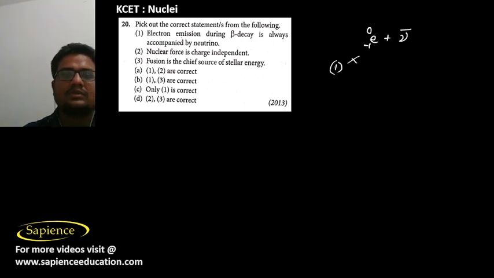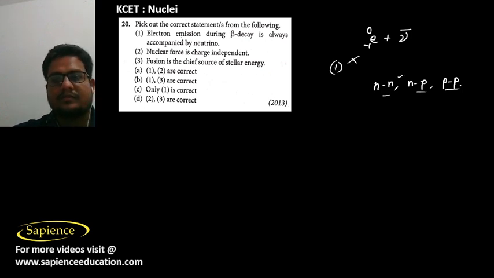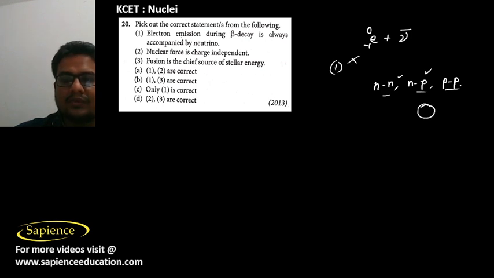Then, nuclear force is charge independent. So the same nuclear force will exist between neutron and neutron, between neutron and proton, and between proton and proton also. So it means that the nuclear force is independent of the type of charge. Only within the nuclear range will the nuclear force act, between protons, between neutrons, and between a neutron and a proton.